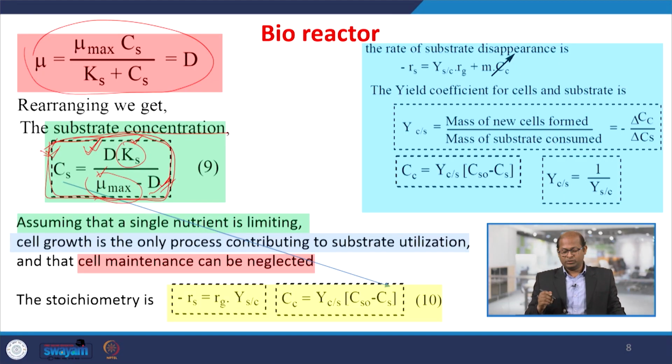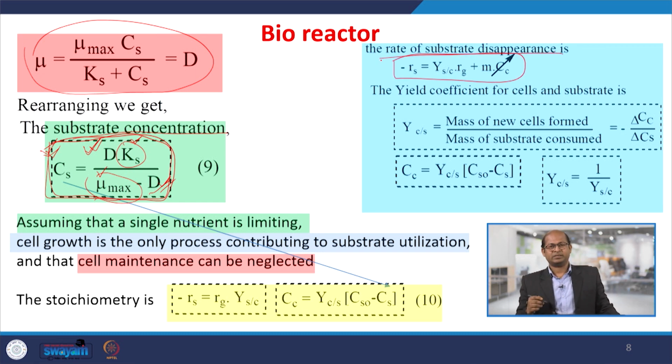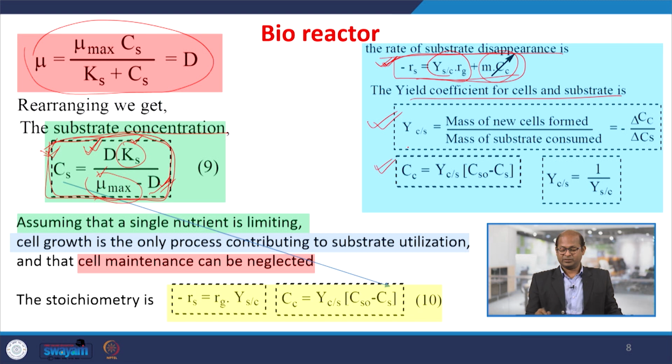Now as per the definition for the substrate, the rate equation we discussed in your previous class, minus R_s, the rate of substrate disappearance, equals the rate of cell formation as well as cell maintenance, the amount of substrate being consumed. That is the rate of substrate disappearance, as you have written, and the yield coefficient we also discussed in our previous class.